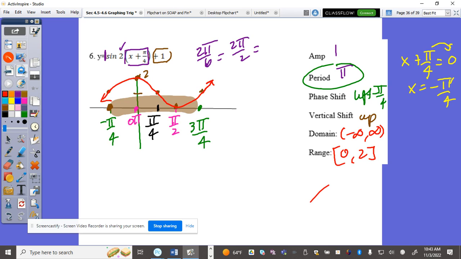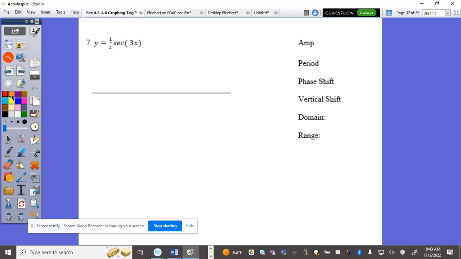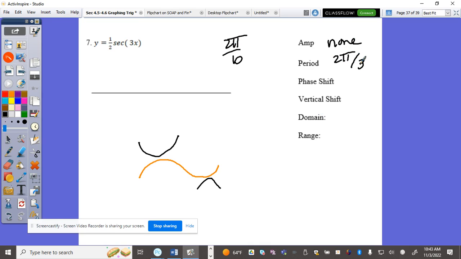Kaboom. Okay. Number 7. y is equal to 1 half secant 3x. And here we know that the secant curve is a reciprocal of cosine. So it's going up there. So there should be no amplitude here. The period for secant is the same format, 2 pi over b, so it's going to be 2 pi over 3. Okay? And the phase shift here, there's no phase shift. Vertical shift is also none.